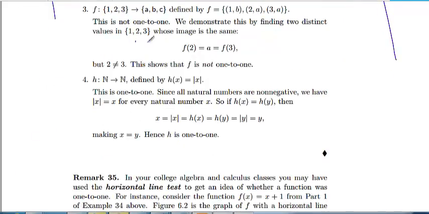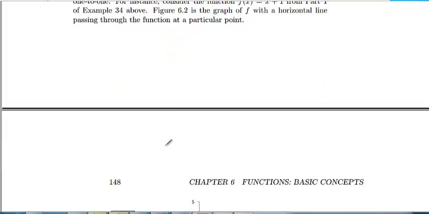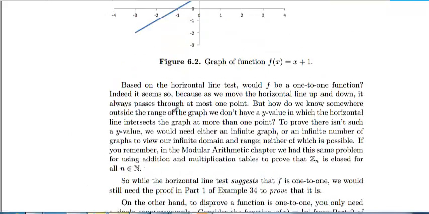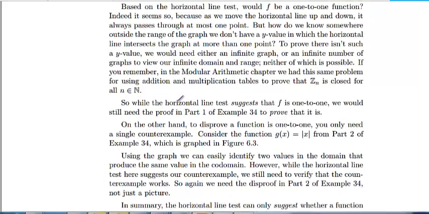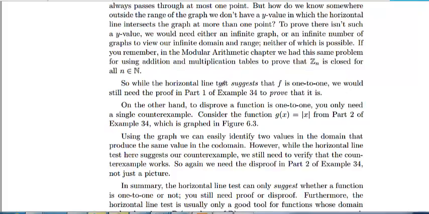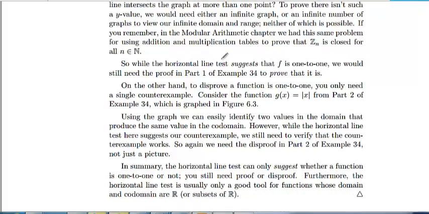All right, now notice that one-to-one depends on the domain. Before, we had absolute value of x was not one-to-one, but if you just choose the natural numbers, then absolute value of x is one-to-one. In fact, for the natural numbers, absolute value of x is equal to x. So if absolute value of x is equal to absolute value of y, that means that x is equal to y. Okay, so here it talks about the horizontal line test. It's the same thing. When you have functions that aren't on the real numbers, the horizontal line test is not as useful.